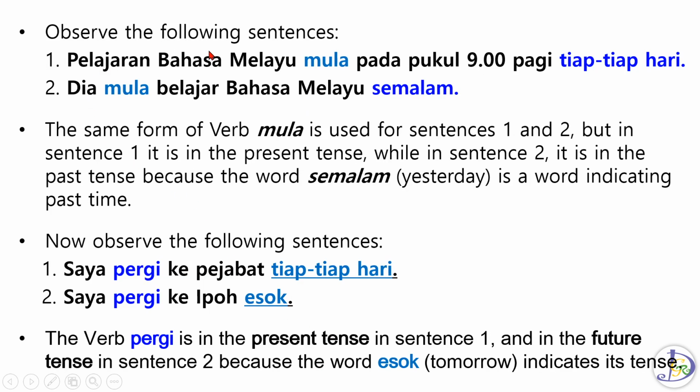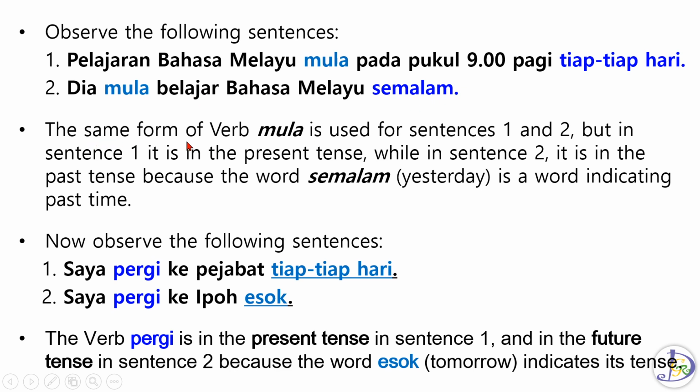Now observe the following sentence. 1. Pelajaran bahasa Melayu mula pada pukul 9 pagi tiap-tiap hari. Malay language lesson starts on 9 o'clock in the morning every day. Number 2. Dia mula belajar bahasa Melayu semalam. He or she started to learn Malay language yesterday.